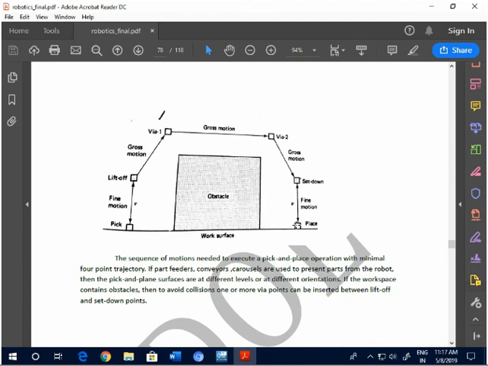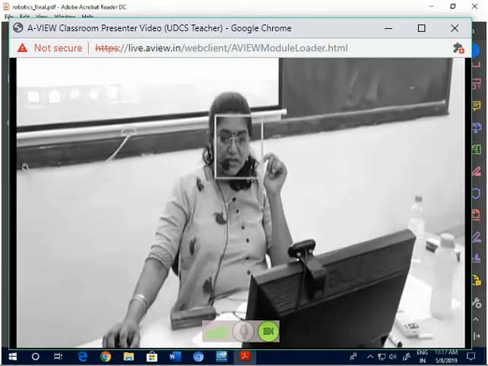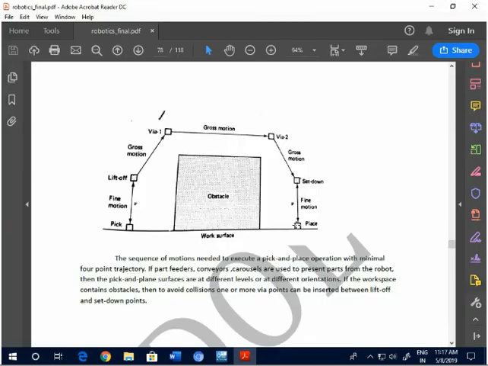If the workspace consists of obstacles, to avoid collisions one or more way points will be added. See, we have way point 1 here, we have way point 2 here. Suppose you have an obstacle in between, your way points will increase and can be inserted between the lift off and set down point. Speed variation.